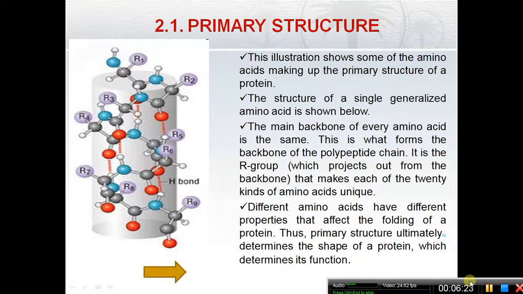Different amino acids have different properties that affect the folding of proteins. Thus, primary structure ultimately determines the shape of a protein, which determines its function.